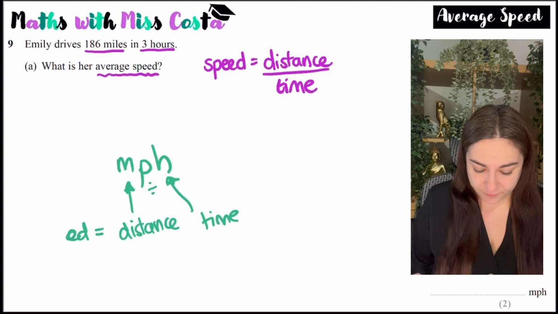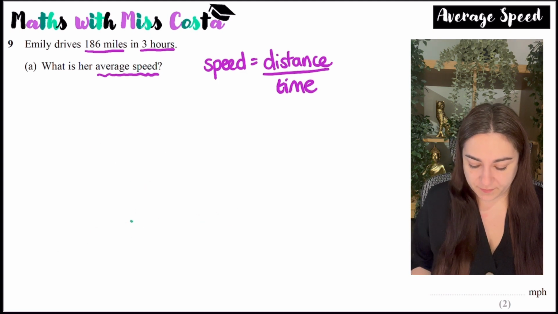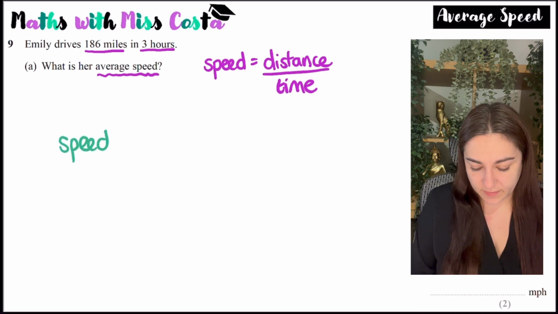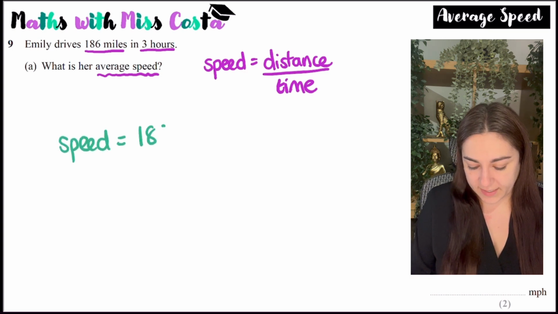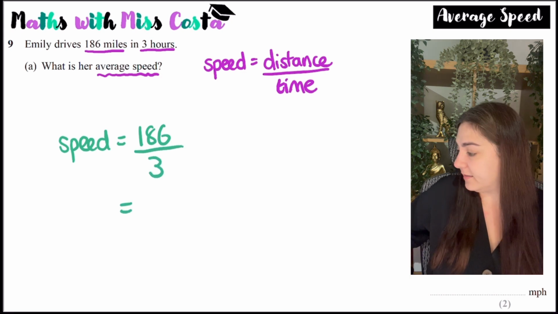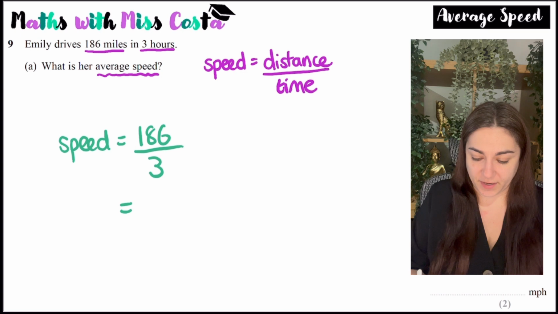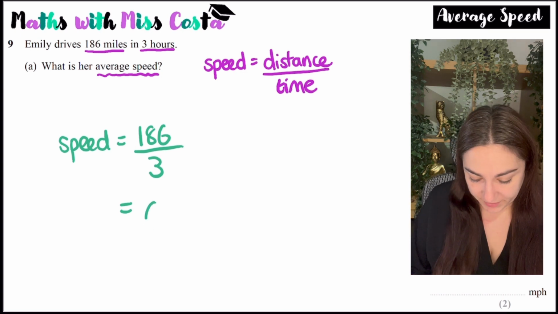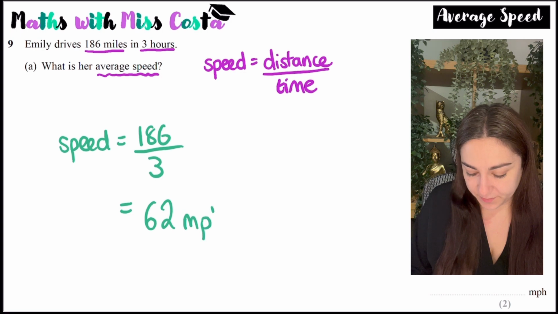So to work out her average speed, I'm just going to substitute the values into the formula. So her speed is going to be 186, which is the distance, divided by 3. And 186 divided by 3 gives you 62. So her average speed is 62 miles per hour.